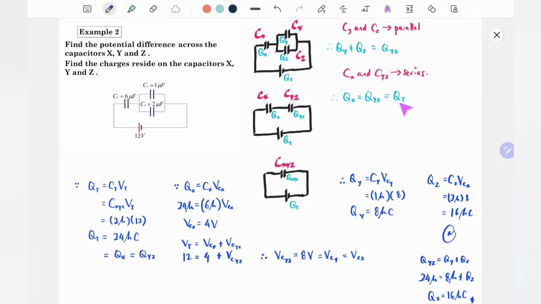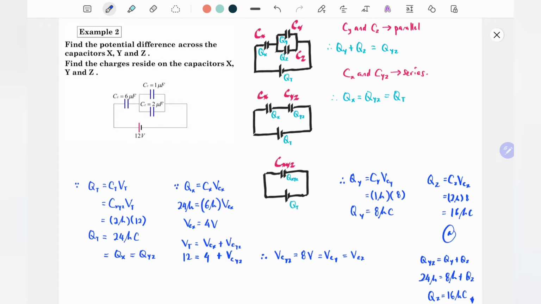For CY and CZ, they are arranged in parallel. So in parallel, Q total before, which is QYZ, equals QY plus QZ. Total up these two Q, and you will get Q total, which equals QX. That is for any parallel arrangement.